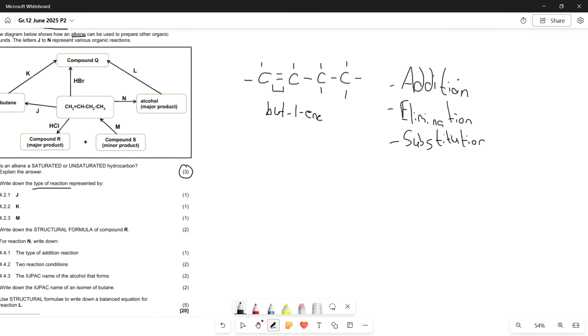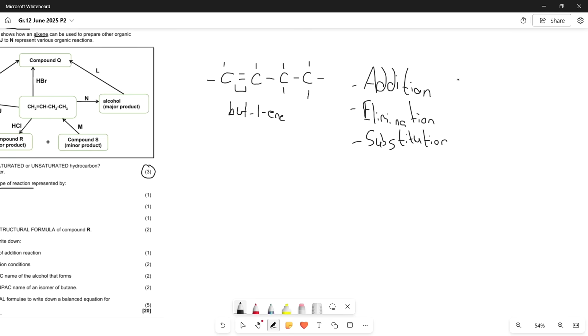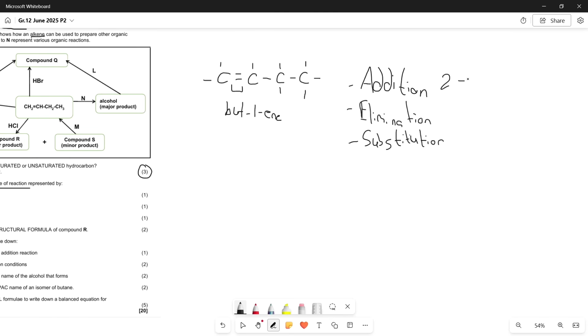It makes it a little bit easier for me because a nice way that I like to remember it is that addition goes from 2 things to 1 thing, okay?